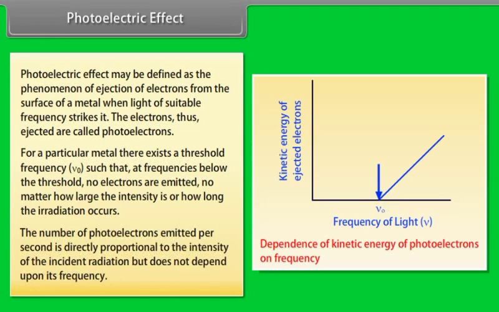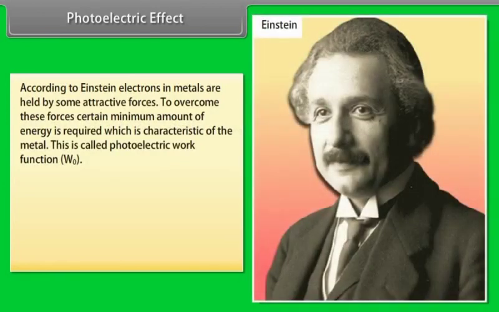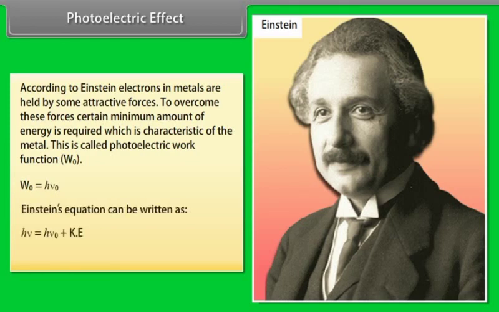The number of photoelectrons emitted per second is directly proportional to the intensity of the incident radiation but does not depend upon its frequency. According to Einstein, electrons in metals are held by some attractive forces. To overcome these forces, a certain minimum amount of energy is required, which is characteristic of the metal. This is called photoelectric work function W0. W0 is equal to h nu naught. Einstein equation can be written as h nu is equal to h nu naught plus KE. KE is equal to h nu minus h nu naught.